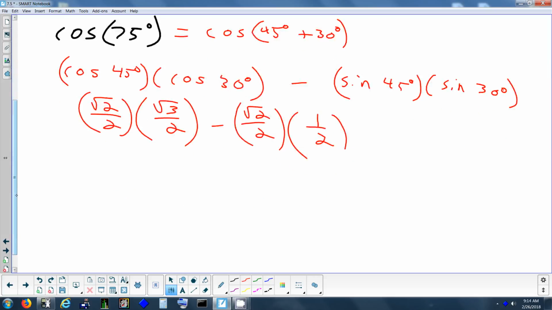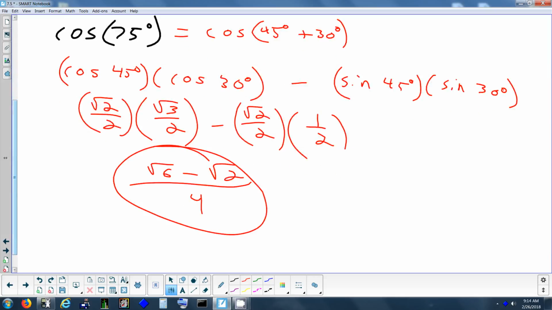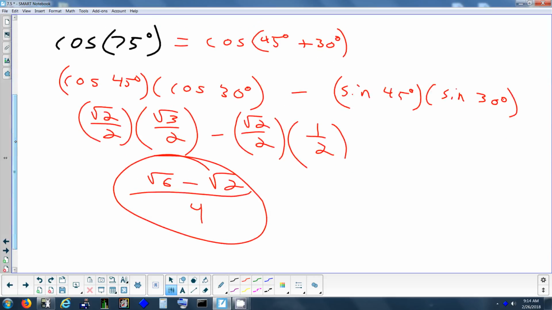Okay. A lot of these problems usually end up being something like a square root of 6, a square root of 2, and divided by 4. Sometimes it's plus, sometimes it's minus, sometimes they're negative, but that's usually what it ends up being. So square root 2 times square root 3, square root 2 times 1, put your minus in the middle, and it's all divided by 4. Any questions on that? So now you should be able to figure out the cosine of any angle that's a multiple of 15. I think the hardest thing is just figuring out how do you write it.